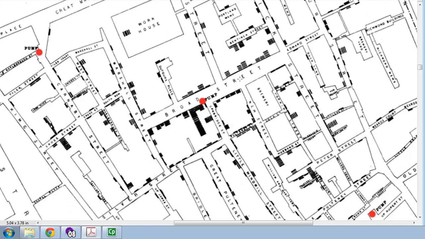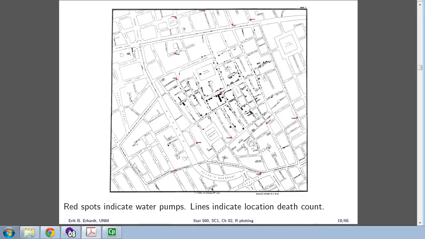So that's a suspect because you plotted the data. And you knew which data to plot. You knew to plot water pumps and number of deaths.